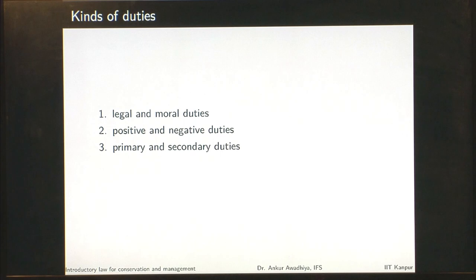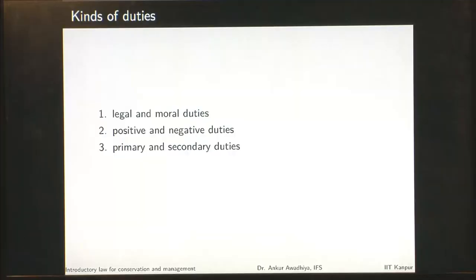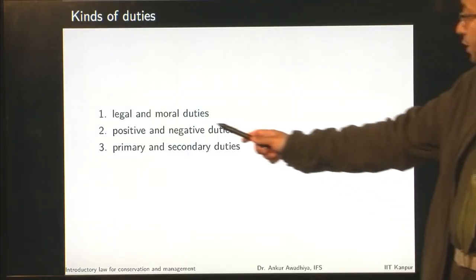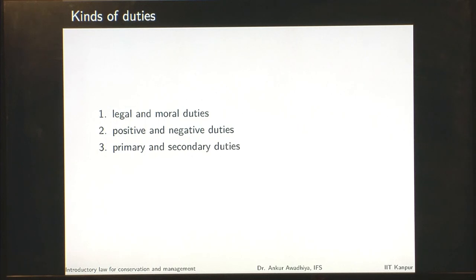For example, in the case of roads, a positive duty would mean that it is your duty to have your license, it is your duty to have all the paperwork in your vehicle. So that is a positive duty. You are compelled to do something. A negative duty means that it is your duty not to do rash driving. So that is a negative duty. You are forbidden, or refrained, from doing something. That is rash driving. So you can have duties that are positive duties and duties that are negative duties.